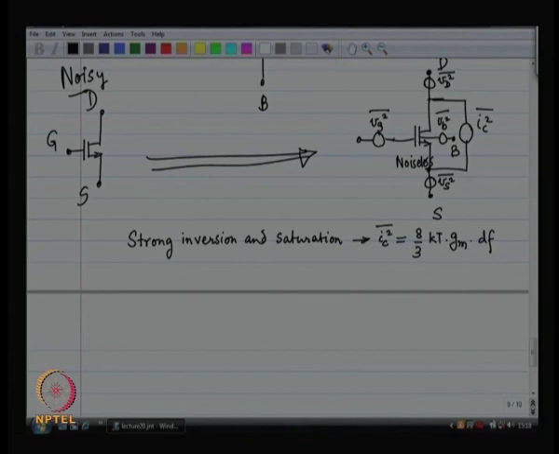Okay. So, this works only under conditions of strong inversion and saturation, means that channel is formed and you have got pinch off. So, we are going to stop here and carry on from this point in the next class.